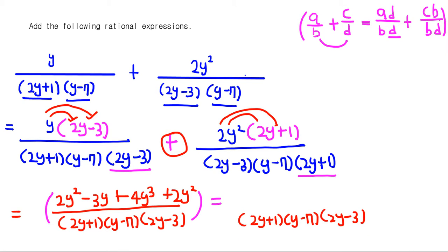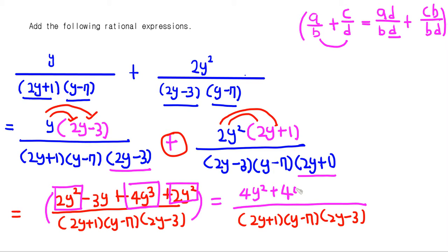In the numerator, there is a term that contains 2y squared, and there is also another 2y squared. 2y squared plus 2y squared is going to be 4y squared, plus 4y to the third power. There is no other term that contains y to the third power, so I just wrote it. Minus 3y. And we have finished simplifying this expression right over here.